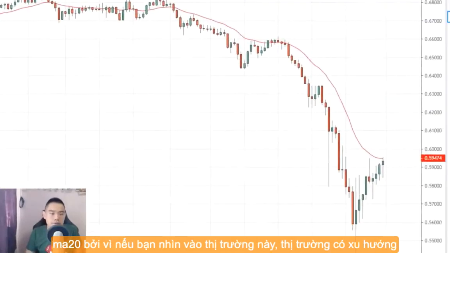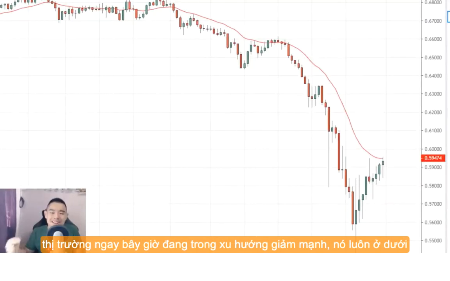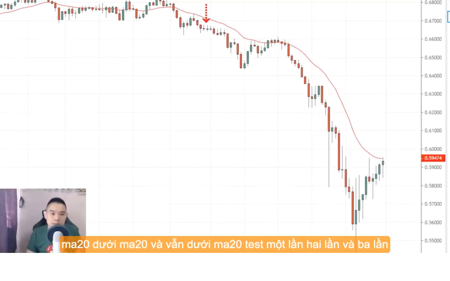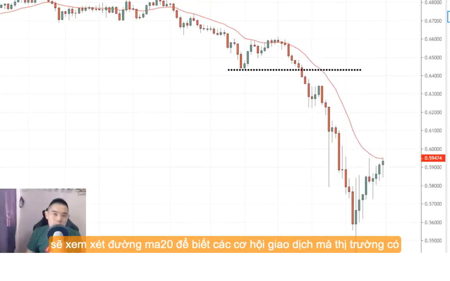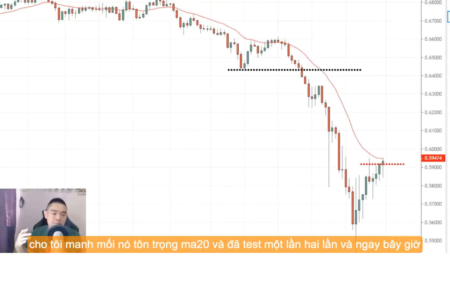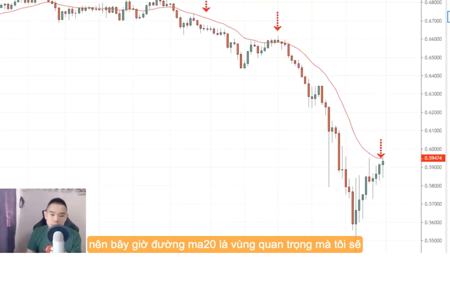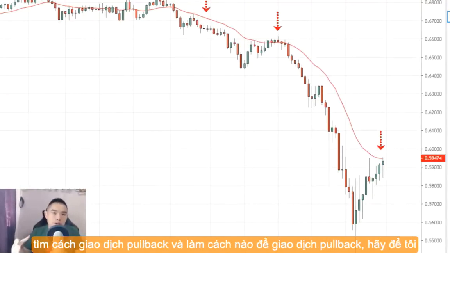Why the 20 MA? Because if you look at this trending market structure, the market right now is in a strong downtrend. It's consistently below the 20 MA, below the 20 MA, and still below the 20 MA. Tested once, twice, and thrice. So at this point, I won't be looking to sell at this area of resistance. I will be looking at this 20 MA for trading opportunities. The market has given me clues that it has respected the 20 MA. It tested once, twice, and right now it's at this area once again. So now the 20 MA is a key area that I'll be looking for to trade the pullback.